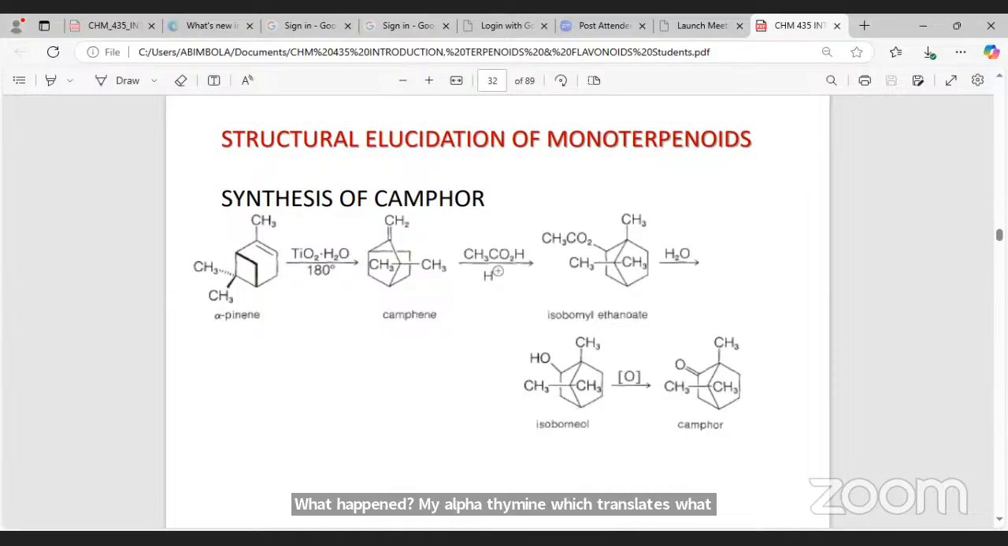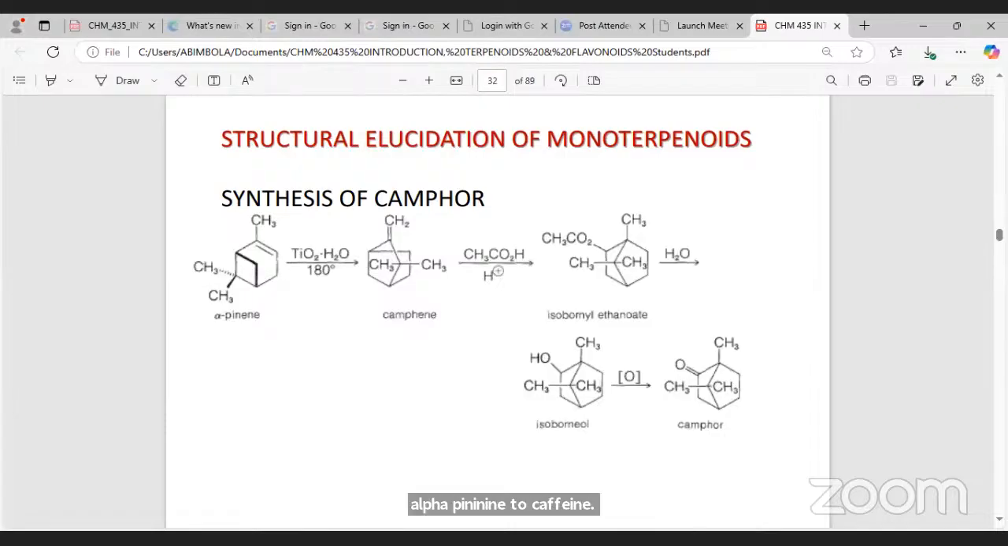Now, if you look at what happened here, there is a rearrangement. The double bond has rearranged. You can see where the double bond was, it has changed now and connected to that methyl group, making that methyl group a methylene. So the first thing that happened was the transition from alpha pinene to camphene.